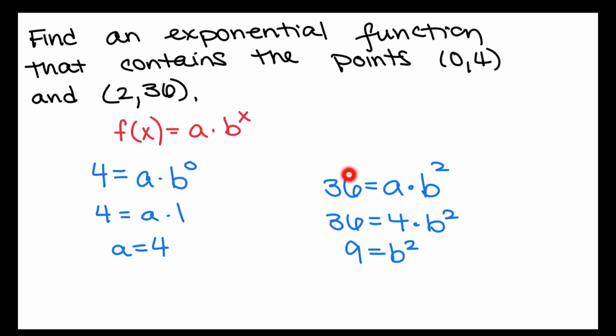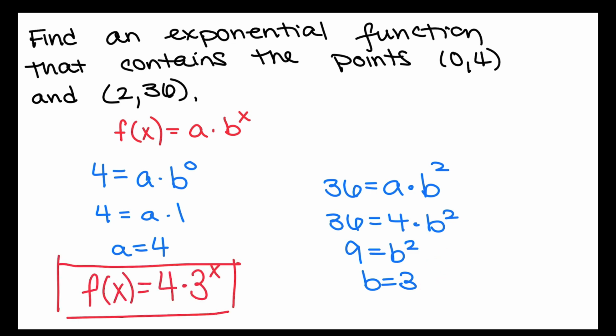So if 36 equals a times b squared, we can put the 4 in for a and then solve for b. If I divide both sides by 4, I get 9 equals b squared. Take the square root. b has to equal 3. The base of your exponential function is always going to be a positive number, so you don't have to worry about a possibility of negative 3. Exponential functions always have positive bases. So b equals 3, and my function is f of x equals 4 times 3 to the x.